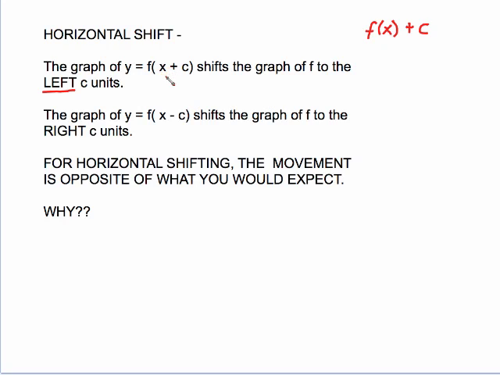The second thing is, this is an opposite thing. This says plus c, and look what the rule says. We're going to move it left c units. This one says x minus c, so we end up moving it to the right c units. So for horizontal shifting, the movement is the opposite of what you would expect. Plus c goes left, minus c goes right. Let's look at why that happens.